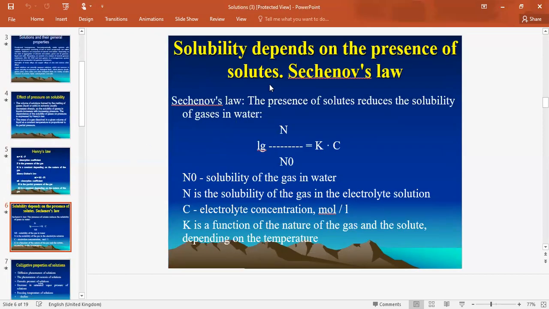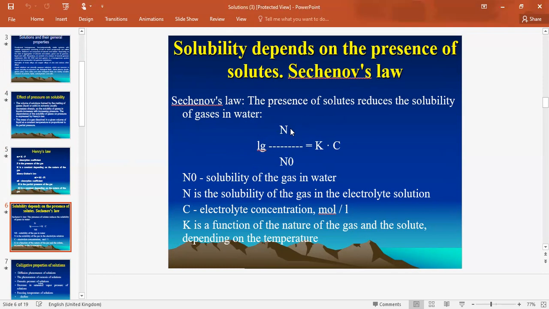Next, solubility depends on the presence of solute. The third law is Sechenov's law: the presence of solutes reduces the solubility of gases in water. The equation is lg(n0/n) = K·C. This is the equation of Sechenov's law.